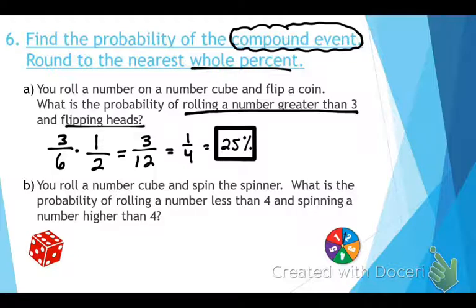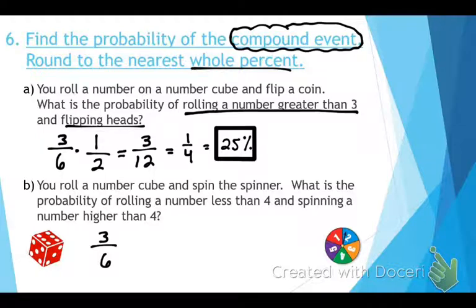Okay, I want you and your partner to go ahead and do problem B together. All right, so let's see what we got. You roll a number cube and you spin the spinner. What's the probability of rolling a number less than 4 and spinning a number higher than 4? Let's look at the first one. How many numbers are less than 4? 3. What are the numbers that are less than 4? 1, 2, and 3. Okay, so the question was asked, does 4 get included in that? No, because 4 is not less than 4.